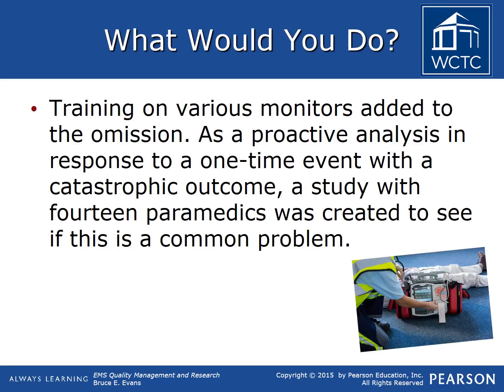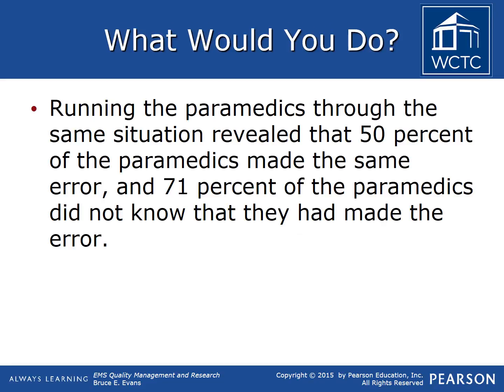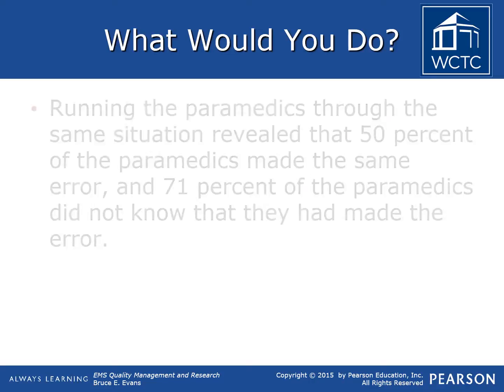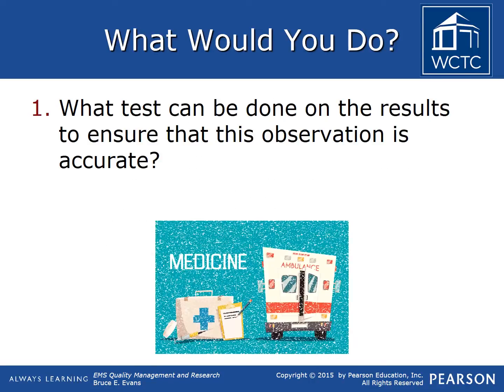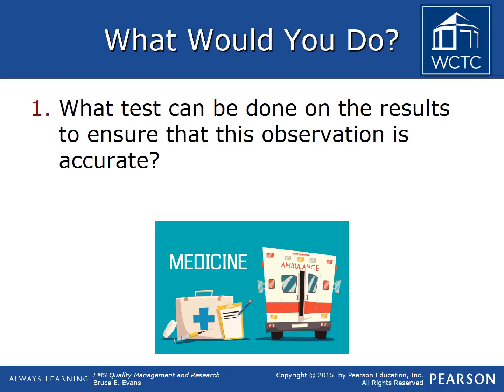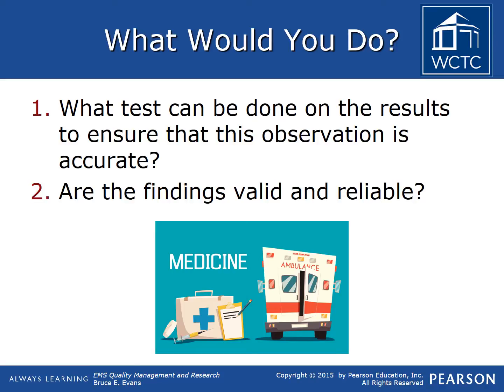In an attempt to see if others would make the same mistake, a quick study involving 14 of your paramedics was conducted. After running this study group of paramedics through the same scenario, 50% of them made the same mistake and 71% of those individuals did not even realize an error had occurred. While the results of this impromptu study seem telling, what tests can be done on the results to ensure they are accurate? Are the findings of your study valid and reliable?